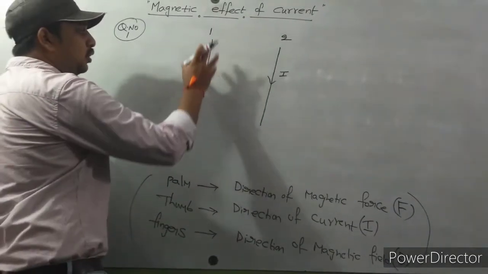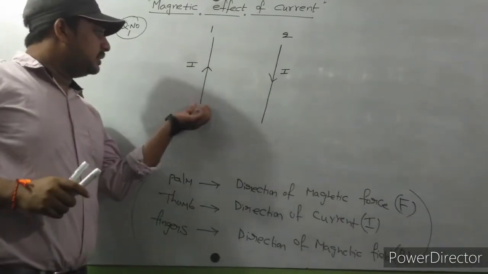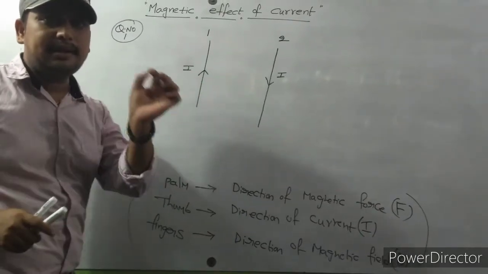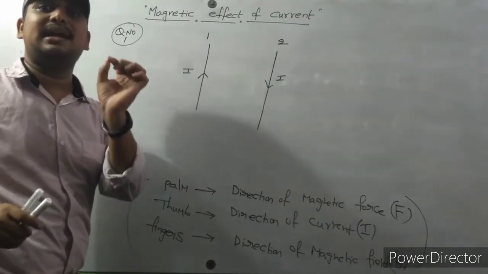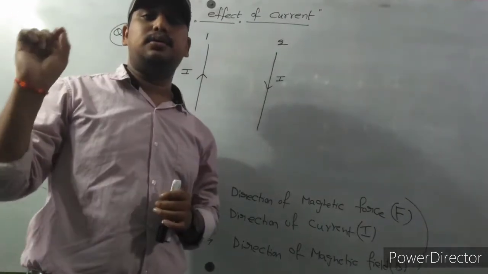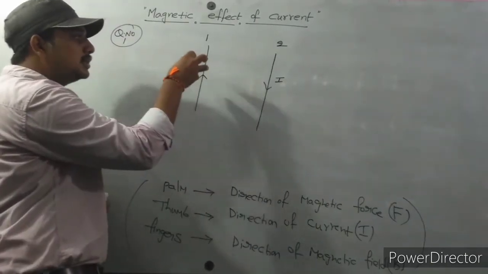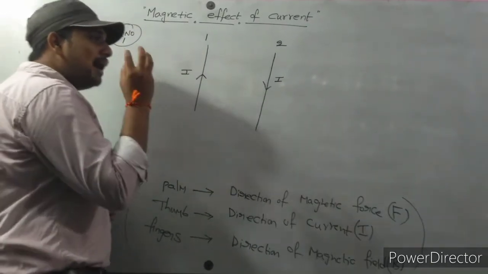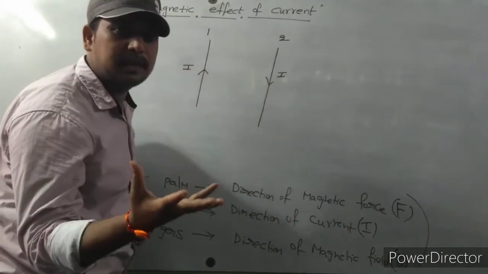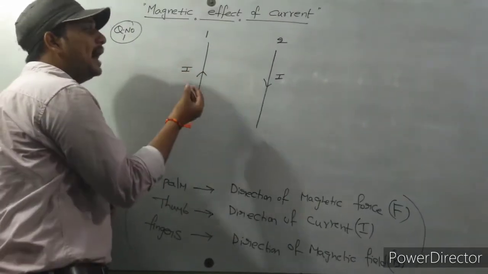This wire 1 produces some magnetic field. My dear students, current is passing through this wire, and according to Oersted, a current carrying conductor produces magnetic field. Definitely it will produce some magnetic field lines, and these magnetic field lines are responsible for generation of magnetic force. So this current passing through this wire will produce some magnetic force.